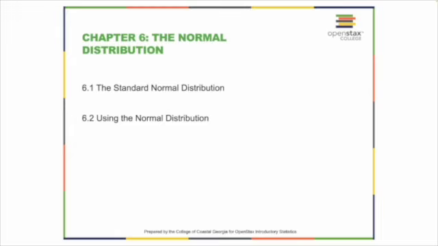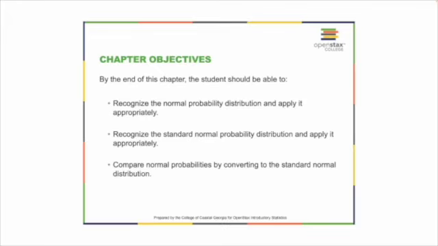So we have the standard normal distribution and then using the normal distribution to find various probabilities. By the end of this chapter, you should be able to recognize the normal probability distribution and apply it appropriately, recognize the standard normal probability distribution and apply it appropriately, and compare normal probabilities by converting to the standard normal distribution.